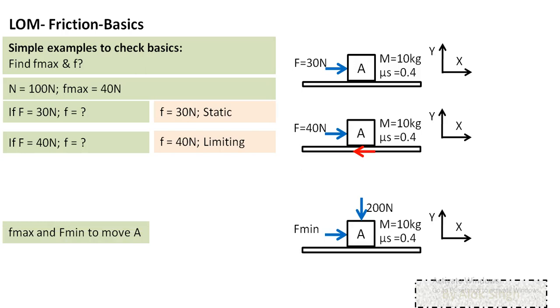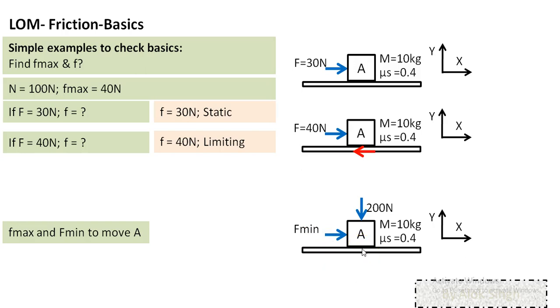Now let's come to the third case. In the third case, there is another downward force of 200 Newton applied on the block A. Now the question is something similar to the previous question. What is the minimum force I need to apply here to make the block A move? By now we have seen this force has to be slightly greater than maximum frictional force. To find minimum force which will move the block A, I need to find the maximum frictional force.